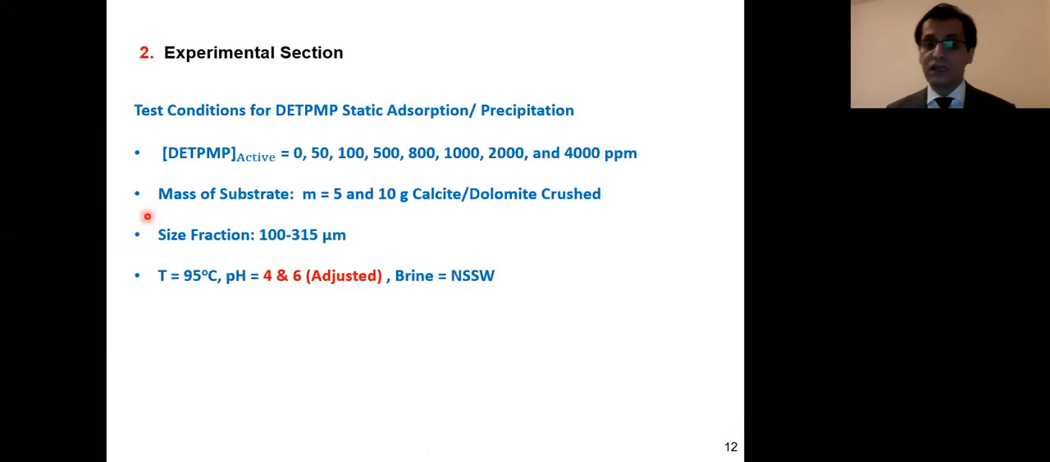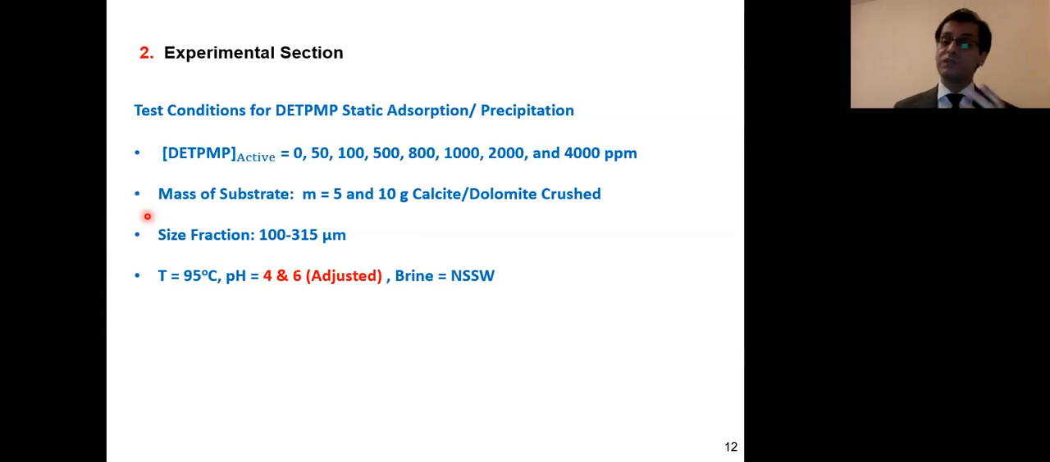Now the experimental section, the test conditions for DETPMP are as follows. The scale inhibitor concentration varies from 0 to 4,000 ppm. Mass of substrate is 5 and 10 gram of crushed calcite and dolomite. The size fraction is 100 to 315 micron. Temperature is a reservoir-like temperature, 95 degrees centigrade. pH has been adjusted to 4 and 6, and the brine matrix is North Sea water.